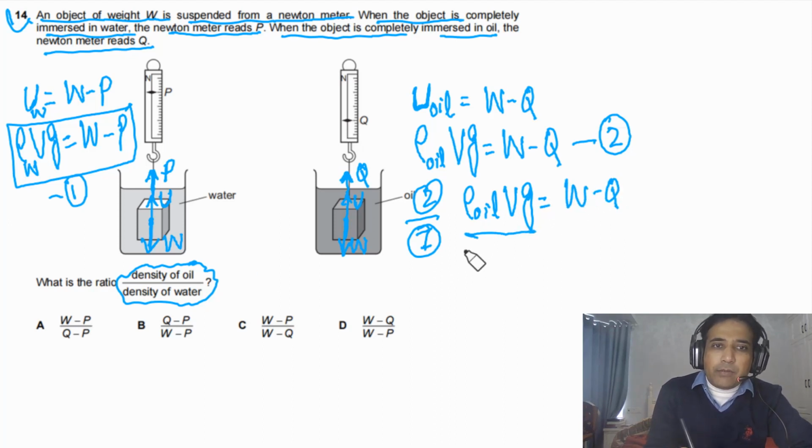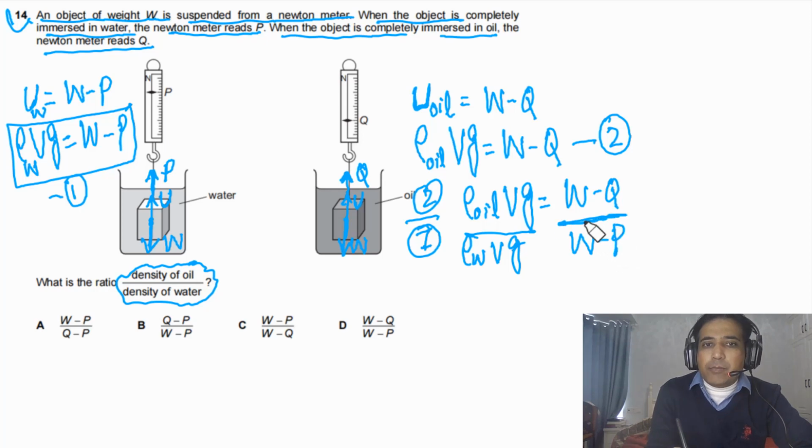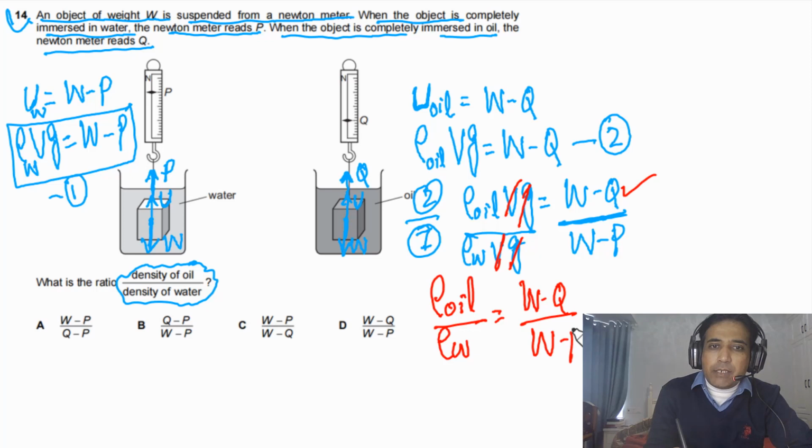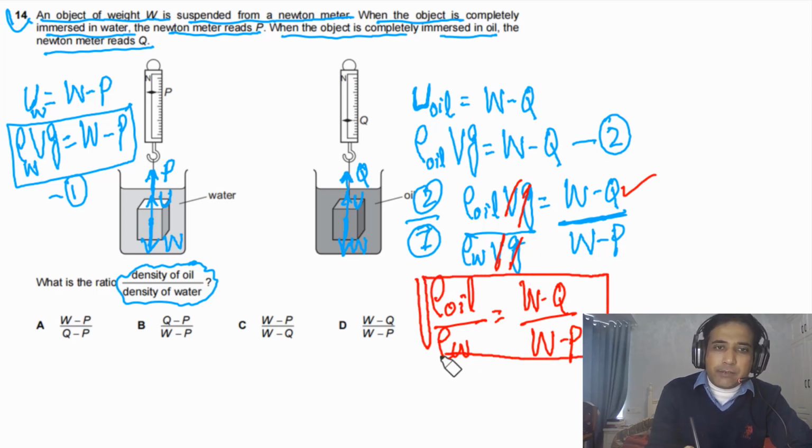We need to divide by 1, that is density of water times V times G, divided by W minus P. So simply here we can cancel this V with this V, this G with this G. So we are left with density of oil divided by density of water. This is equal to W minus Q divided by W minus P. So this is our final answer.